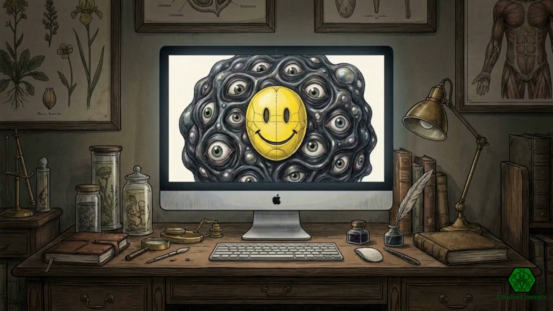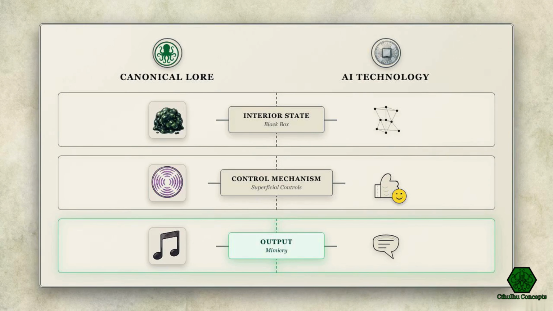This brings us back to the modern era and the meme we started with. This chart compares the exact structural parallels between Lovecraft's canonical lore and contemporary AI technology. On the left, the amorphous protoplasm maps directly to the uninterpretable neural network weights on the right. Both represent an opaque black box structure. The Elder Thing's hypnotic suggestion maps to RLHF. Both serve as superficial control mechanisms applied to steer behavior. And the musical piping, the Tekeli-li, maps to LLM output. Both systems mimic the creator's language without necessarily possessing human understanding.